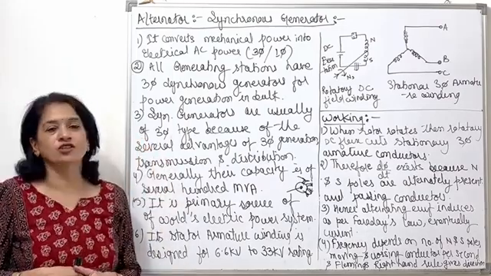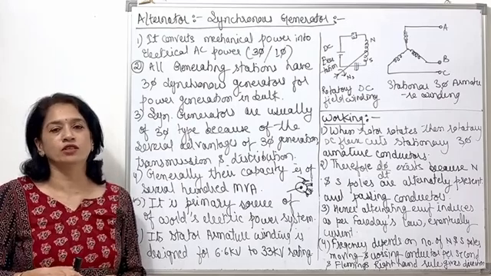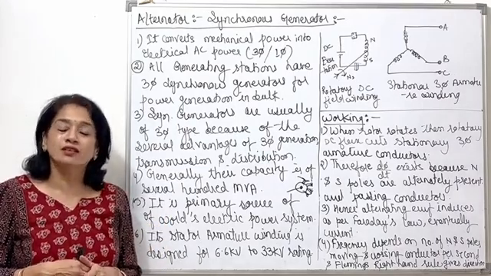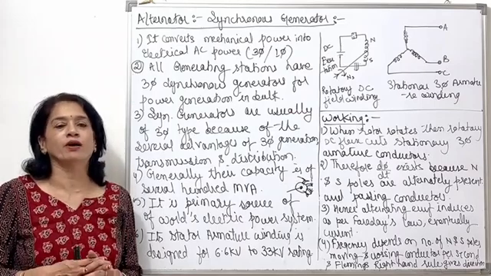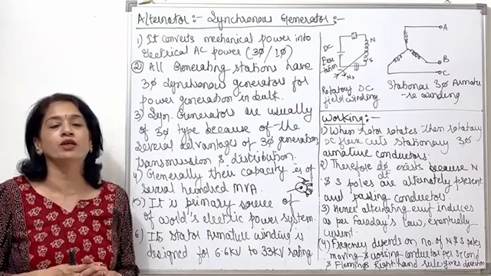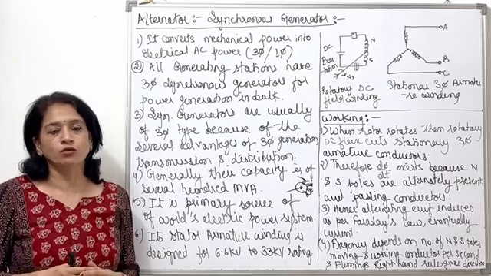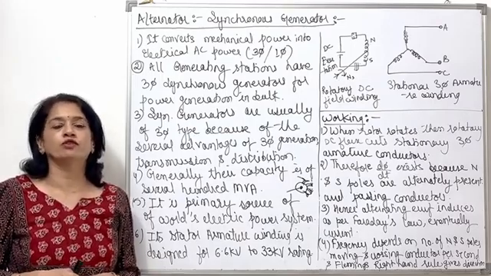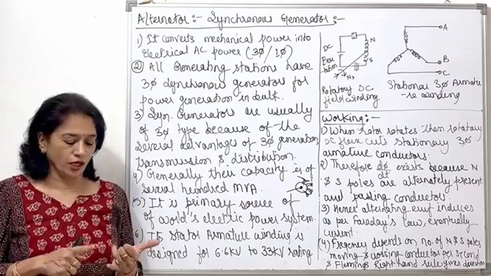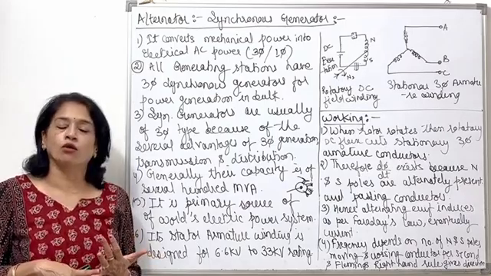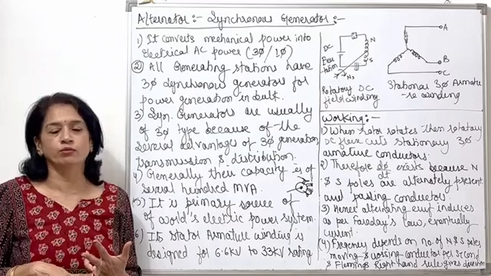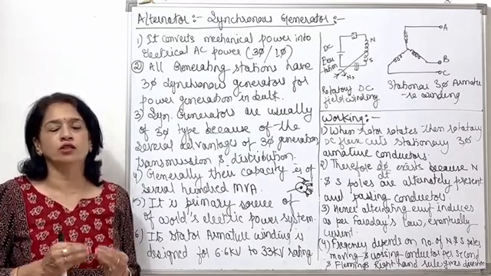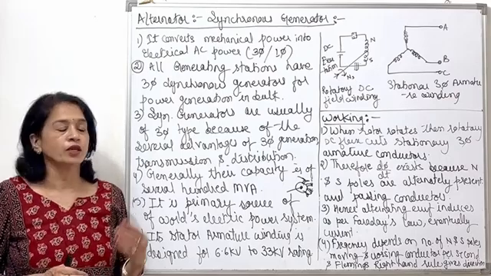All the generating stations have a three-phase synchronous generator or alternator installed, because no single electrical power system in the world can exist without a synchronous generator or alternator. This is the main resource for electrical power generation at the generating stations, whether it is a hydel or hydropower station, a thermal power station, or a nuclear power station. There must be a synchronous generator or alternator there.